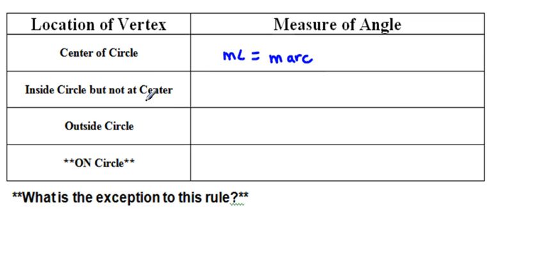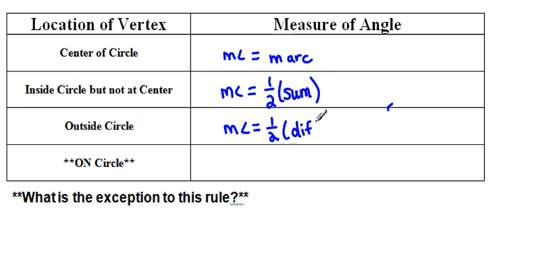Inside the circle but not at the center, that one was a new one from today. We said that the degree measure of the angle was equal to half the sum of the degree measures of the intercepted arcs. Outside the circle is a new one from today. We said that the measure of the angle is equal to half of the difference between the intercepted arcs. And then anybody whose vertex is on the circle, the measure of the angle is going to be equal to half that of the arc he intercepts.